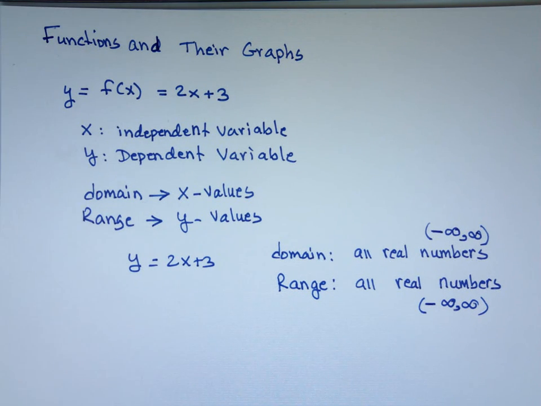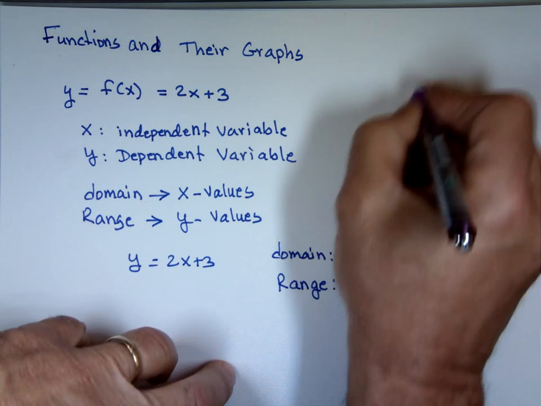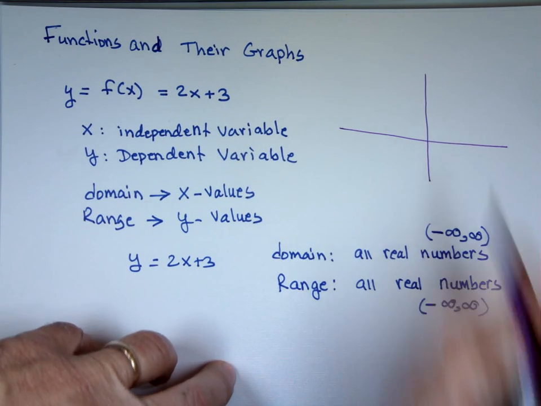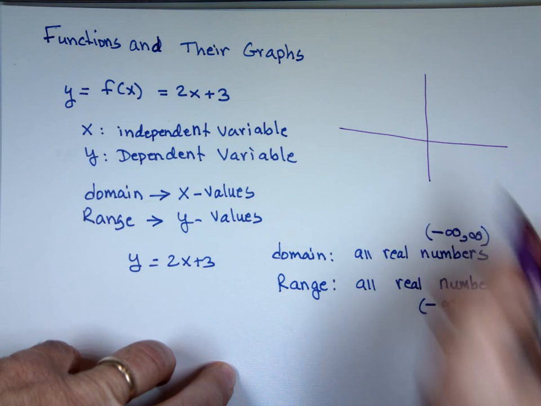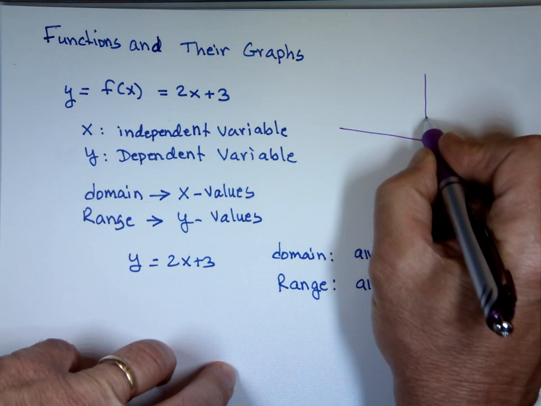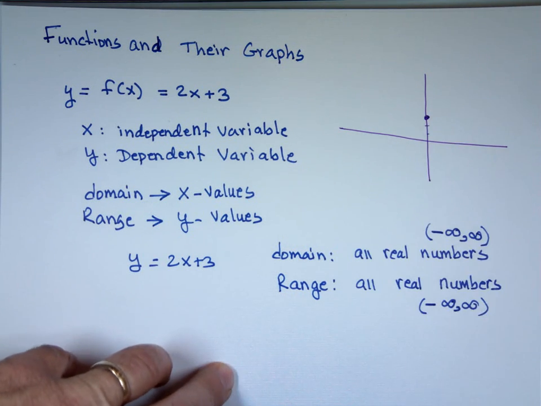Again, the reason for that, if you graphed it, this is what the graph will look like. When x is 0, what's the y value? 3, right? And when x is 1, what is the y value? Is it a 5?